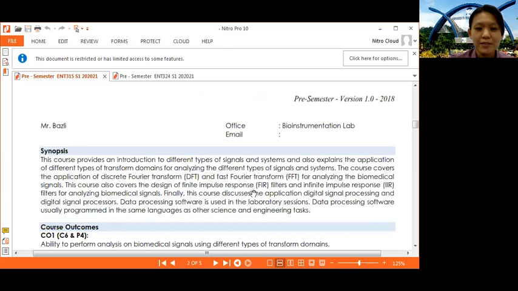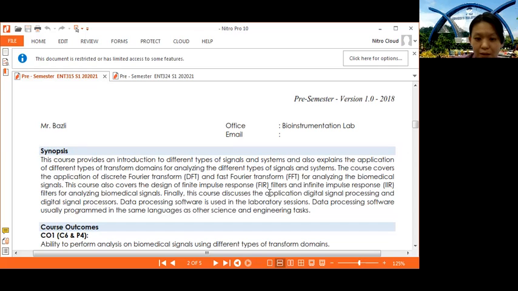This subject provides an introduction to different types of signals and systems, and explains the applications, the different types of domains, and the analysis of different signals and systems, especially biomedical signals. This subject also covers the DFT, discrete Fourier transform, and the FFT, fast Fourier transform, for analyzing biomedical signals. It also covers the design of FIR and IIR filters to analyze biomedical signals.